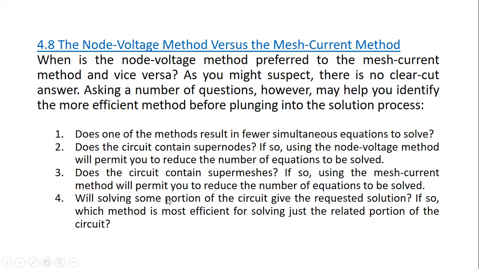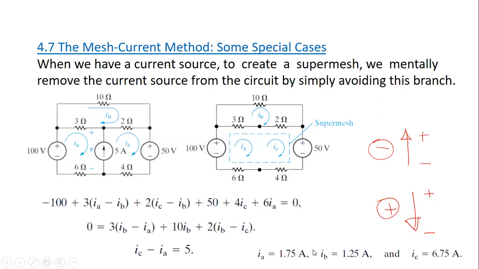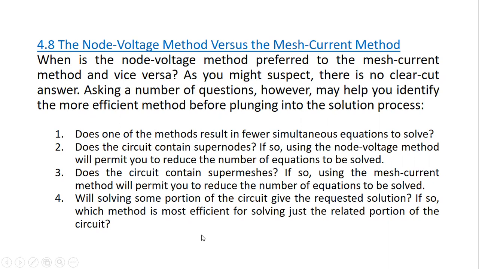And the last question, will solving some portion of the circuit give the requested solution? So what does this mean? For example, if the examiner asks me to find the current in that resistor, of course I will go with mesh analysis, because he is asking about the current. So once I solve the equations and find these currents, I may find the current directly. Or if the question is, what is the voltage across that resistor? Then I may go with the node voltage analysis, because solving a portion of the circuit may give me the answer.